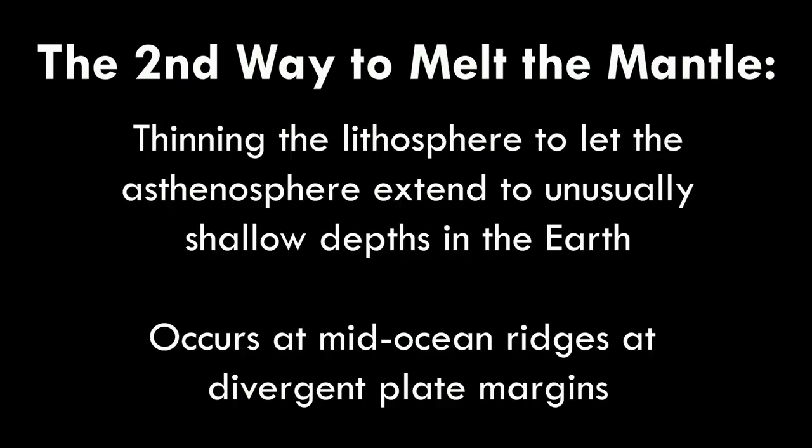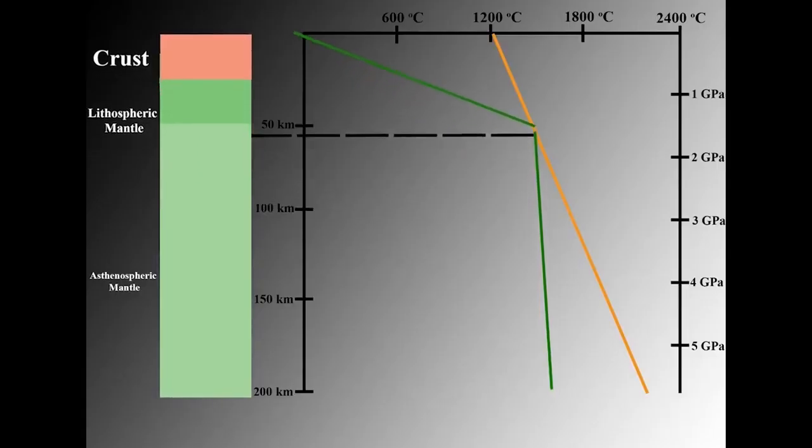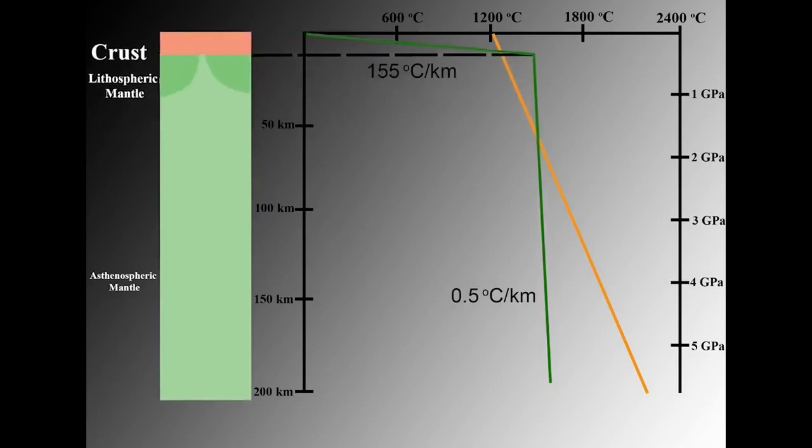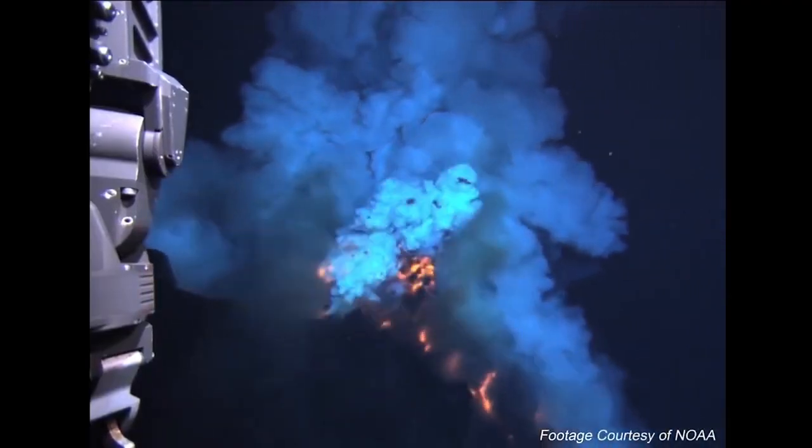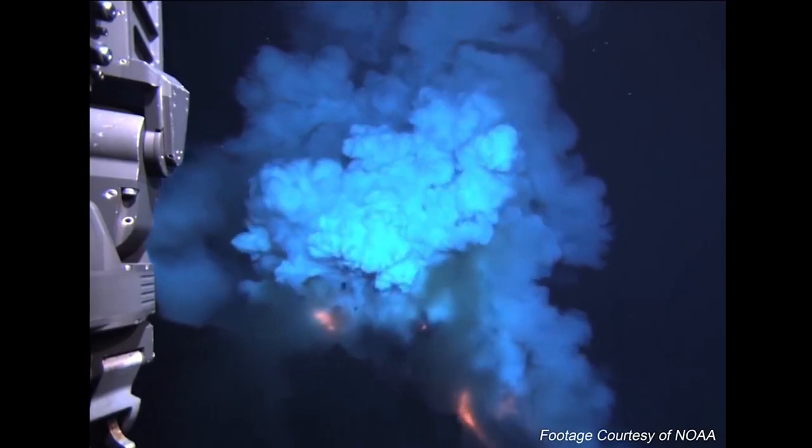The second way to partially melt the mantle is by letting the adiabatic temperature gradient of the asthenosphere extend to unusually shallow depths in the Earth. This requires thinning the lithosphere, as in the case of mid-ocean ridges at divergent plate margins. Notice how, as the lithosphere thins, the geotherm changes in response? If the lithosphere thins sufficiently, the geotherm can cross the solidus and partial melting occurs. This lava erupting in the Lau Basin was formed by decreasing pressure on the mantle.